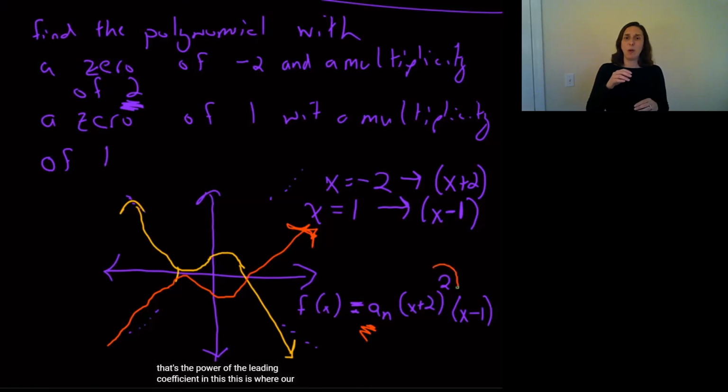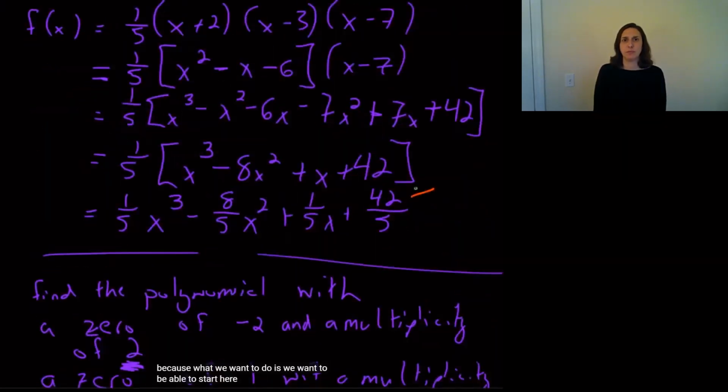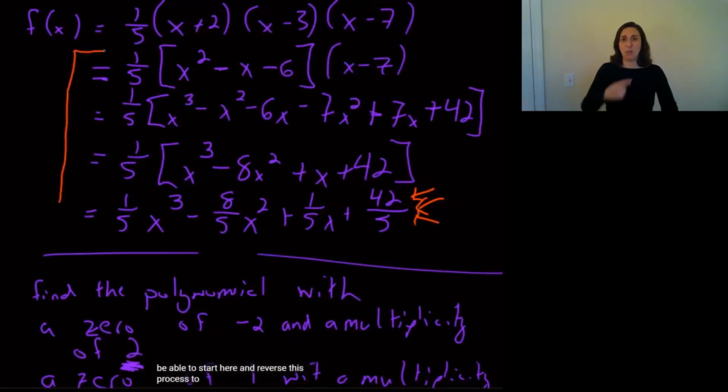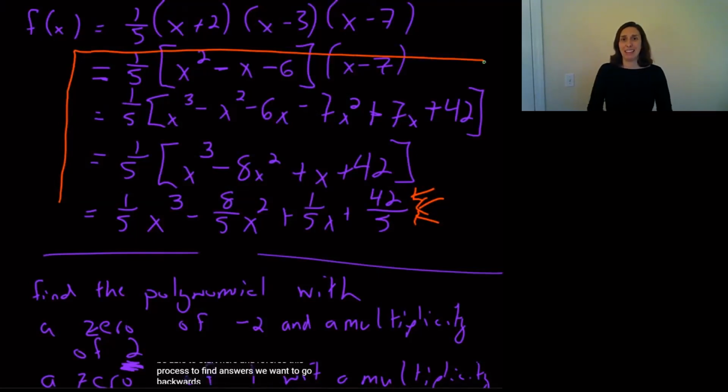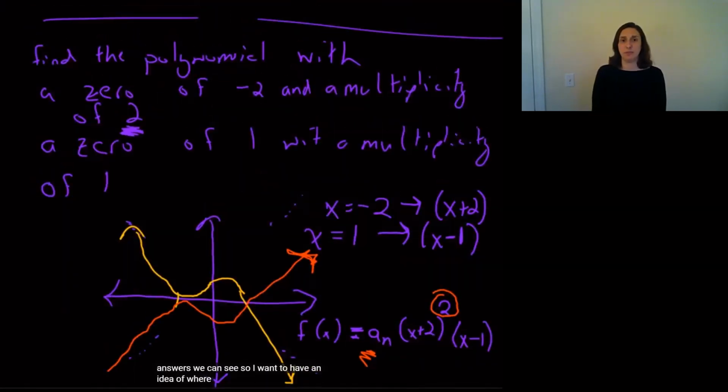This is where our multiplicities come together. So we're looking at these things kind of backwards on how we develop them, because what we want to do is start here and reverse this process to find answers. We want to go backwards. We want to start with our polynomial, and we want to know all the answers we can see. So I want to have an idea of where these parts are built from and what they can come through.